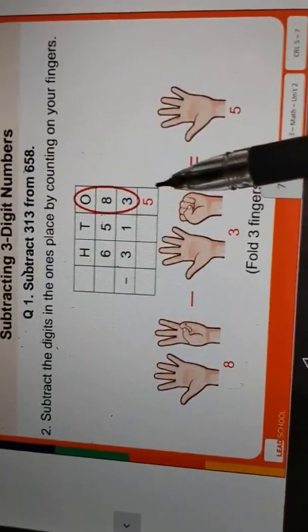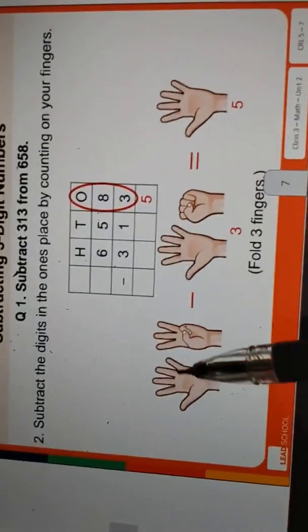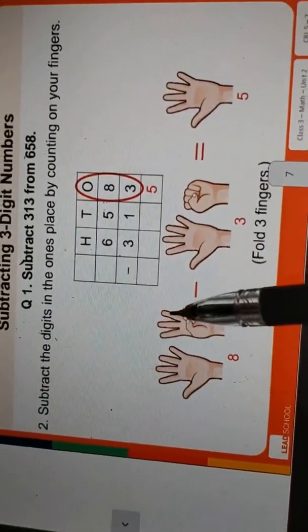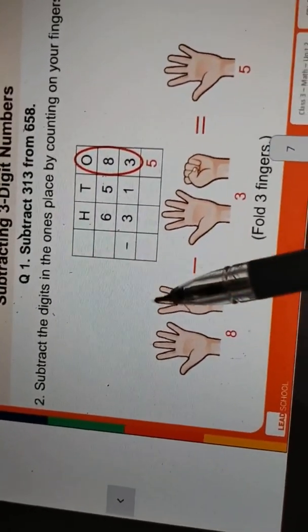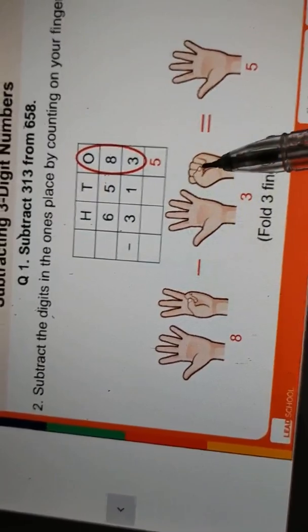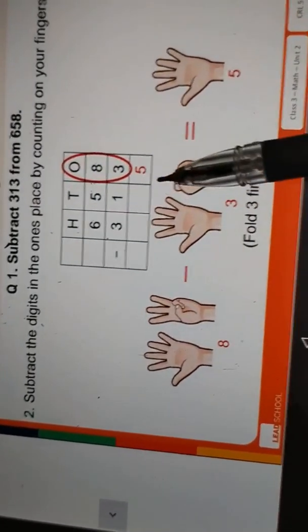So students, what do we have to write here? 5. Now see, 8 on our fingers, we will cut 3. So this cut we have to cut here. The remaining number is 1 2 3 4 5. So what do we have to write here? 5.